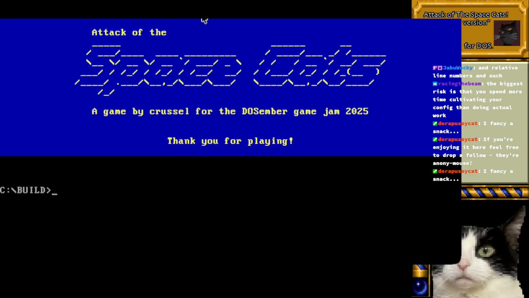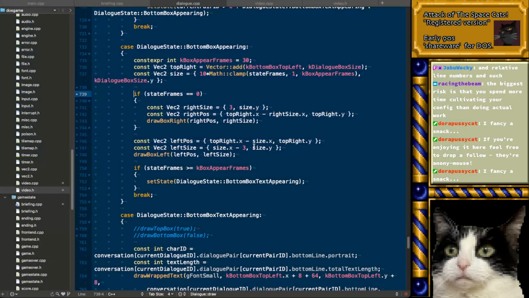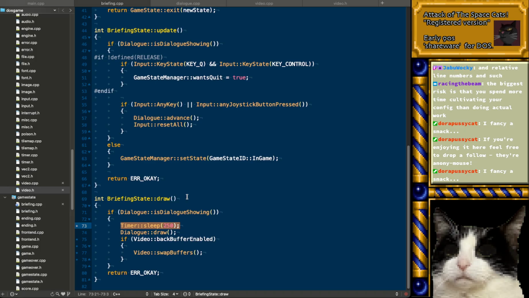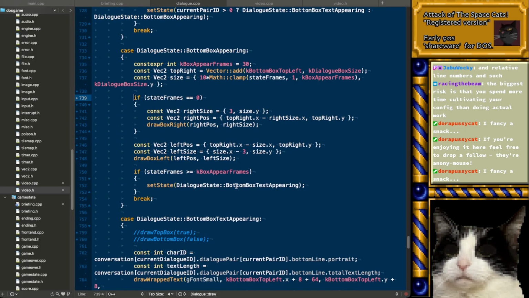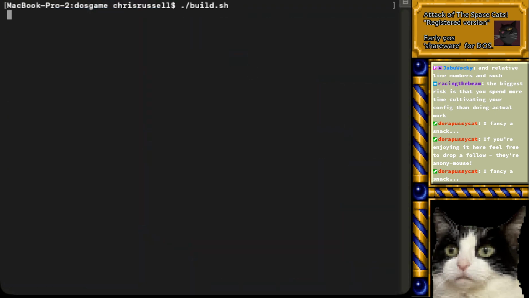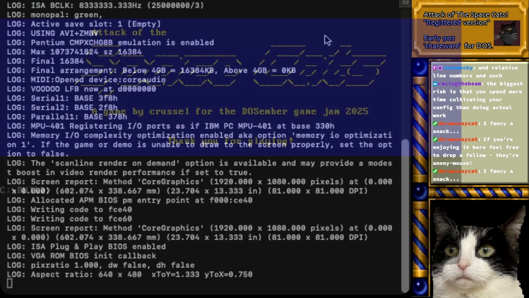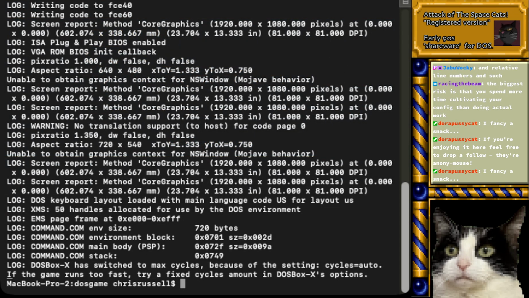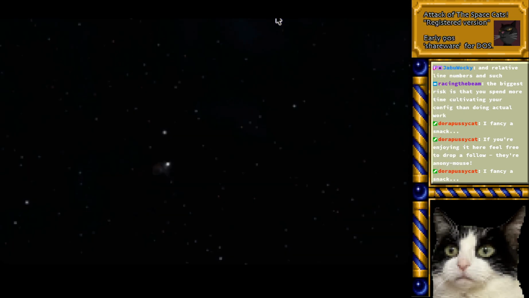Quit. Oh. Okay, new plan on the timing. Let's only do that during the states that we care about, like bottom box appearing. Next.